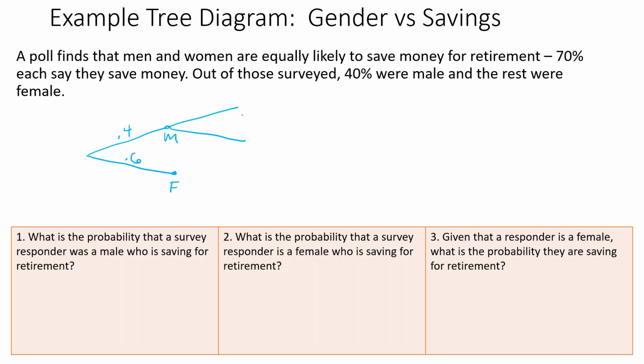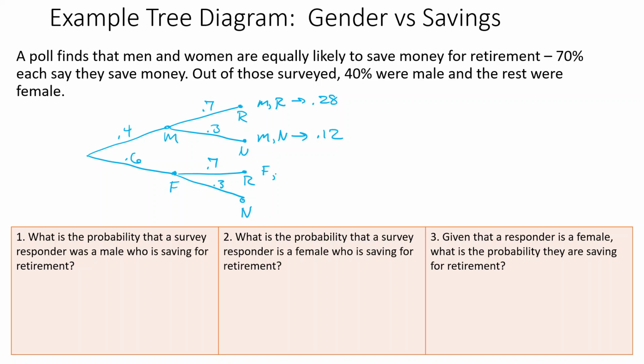Out of the males, 70% are saving for retirement. That means 30% are not. We'll say retirement and just N for no. And for the females, we got retirement and no also. And again, it's also 70 and 30. So this is male and retirement. 0.4 times 0.7 is 0.28. This is male and not saving for retirement. 0.4 times 0.3 is 0.12.